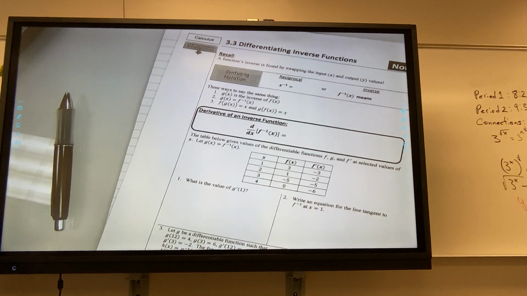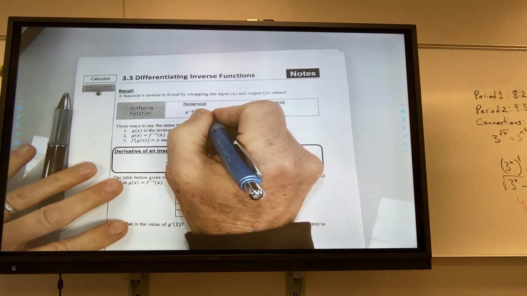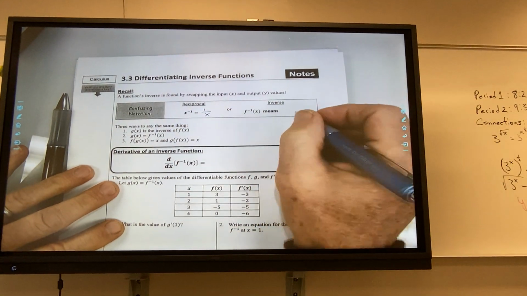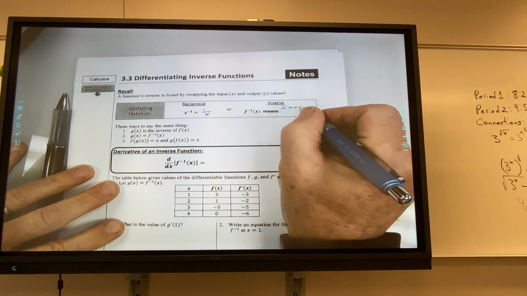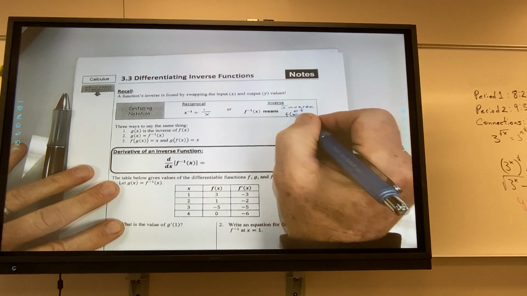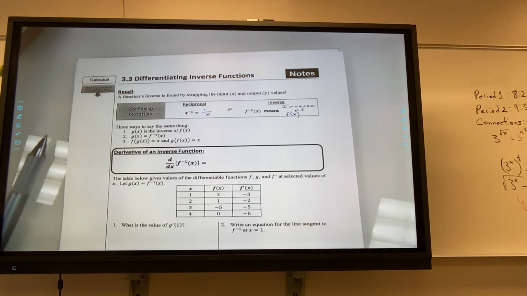All right, this is what everybody has in front of them. First of all, right here, when you see x to the negative 1, that means 1 over x. This means, when you see this negative 1 right here, it means the inverse of f of x. Three ways to say the same thing.